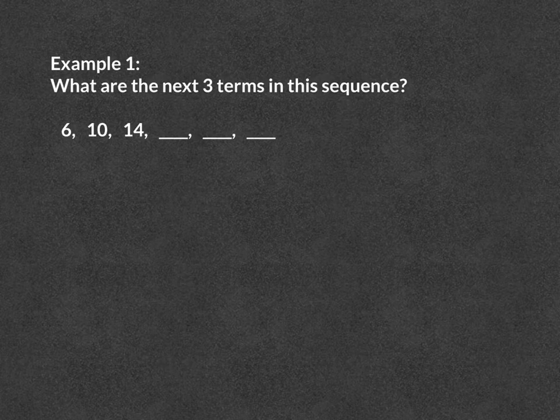Example number 1. What are the next three terms in this sequence? I have numbers 6, 10, 14, and I need to find the missing 3. So I can see a pattern happening here. From 6 to 10, I'm adding 4. From 10 to 14, I'm adding 4. And I can assume that my pattern is going to continue, so I'll be adding 4 to the rest of the terms.